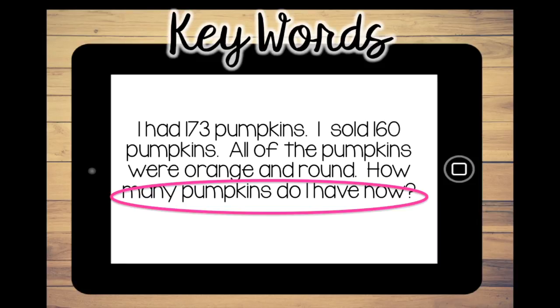Let's look for the key parts in the problem and take out all of that information that we do not need. We do not need to know all of the pumpkins were orange and round. Let's figure out the problem. Pause the video to answer the question, how many pumpkins do I have now?